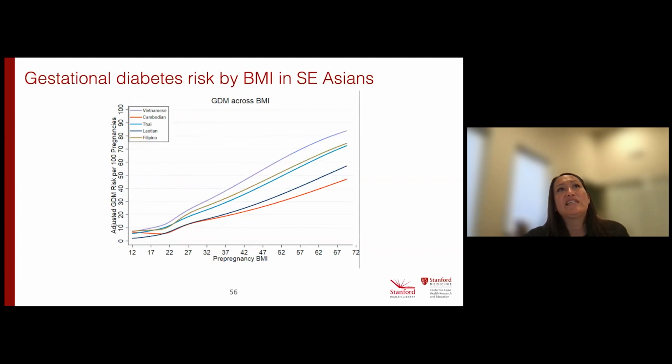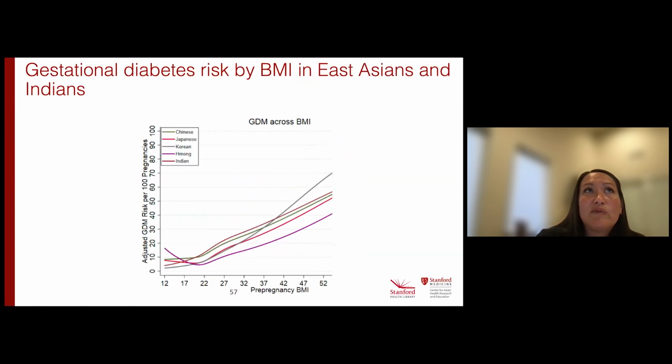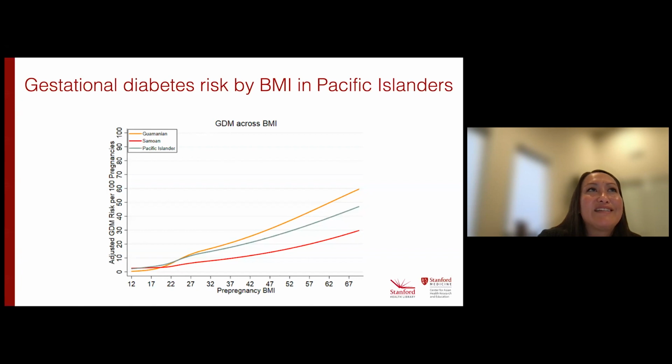And so this is just breaking it down by region. Southeast Asian here, Vietnamese, Filipina, and Thai are the higher groups. And then when we look at East Asians and Indians, Chinese and Indian are the upper ones. Korean is up like this at the very end because we just didn't have a lot of numbers at these higher BMI ranges. And then interestingly, when we look at the Pacific Islanders, the Hawaiians, the Samoans, the Guamanians, the slope of their lines appears to be a lot less steep than the other populations that were studied.